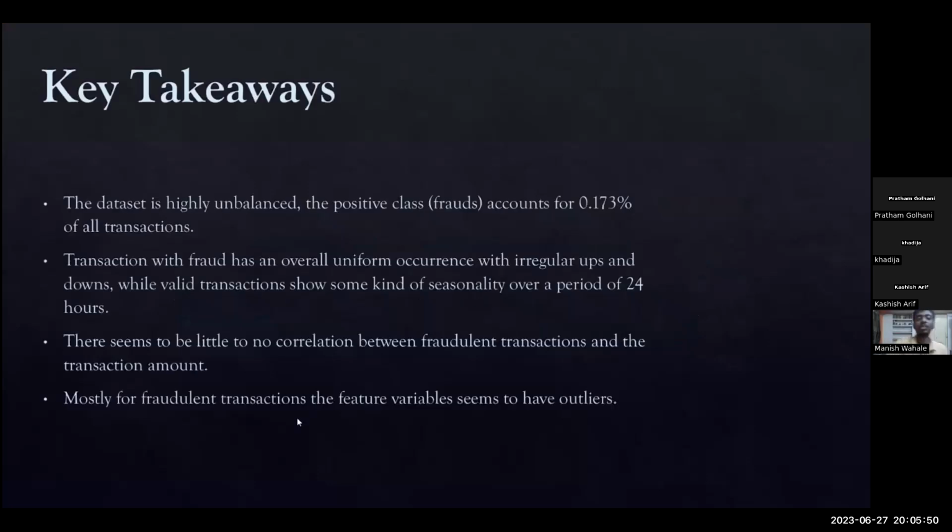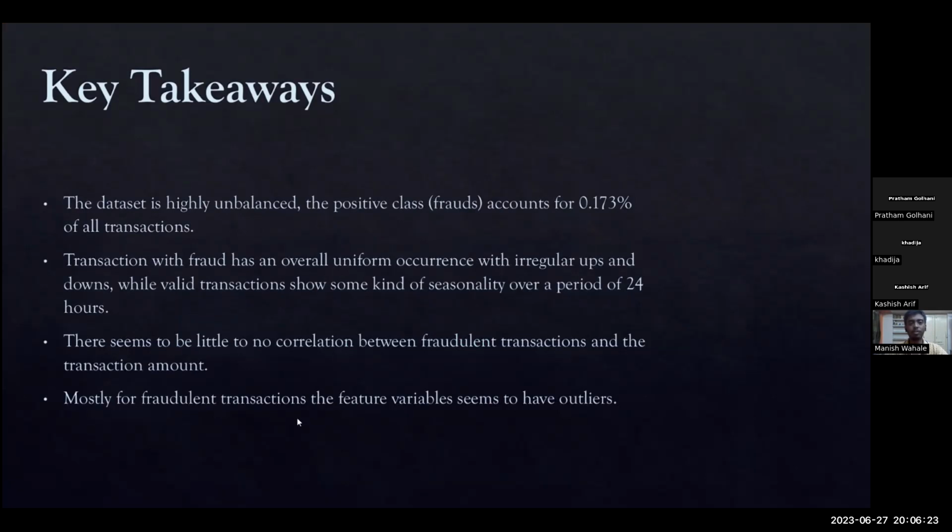So the key takeaways from this exploratory data analysis are that the data set is highly imbalanced. Only 0.173% are the fraudulent cases, so we have to handle that before creating the ML model. Then the fraudulent transactions have an overall uniform distribution over time, so there are no ups and downs, but we have seen that there is some sort of seasonality in the non-fraudulent transactions.